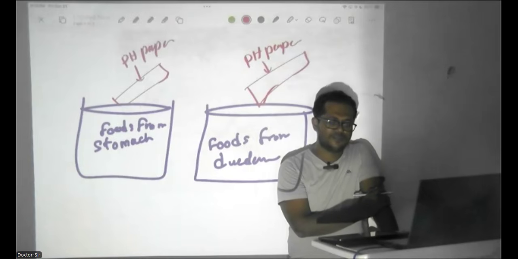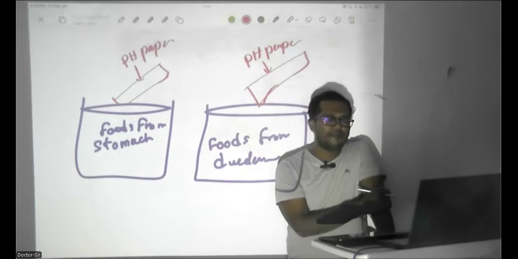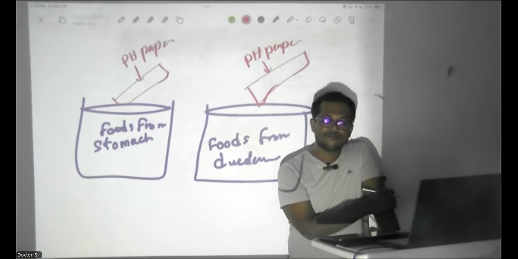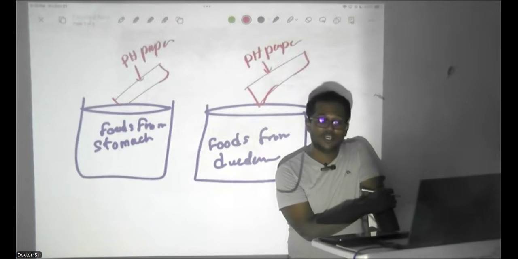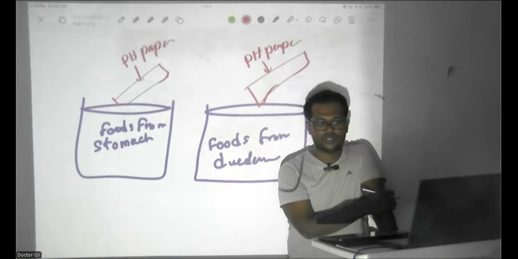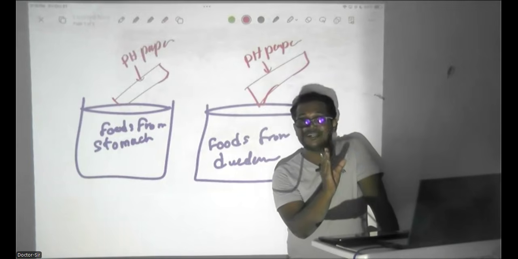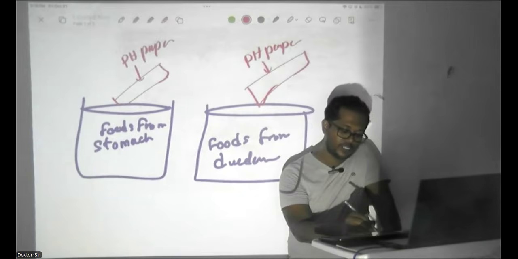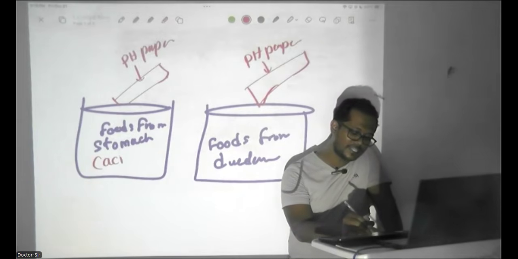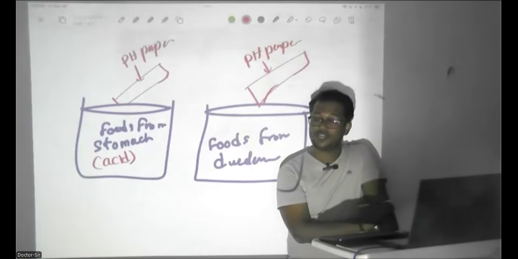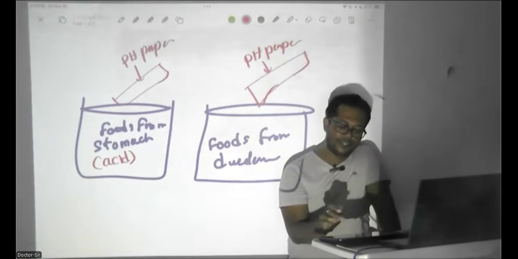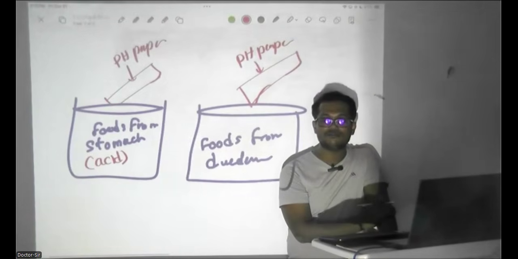Acid or base? Usually, what secretions are there in the stomach? We have HCl. Yes, very good, Ninduvara. So that is the content, HCl. So these foods are very, very acidic. Okay, then what about the duodenum?